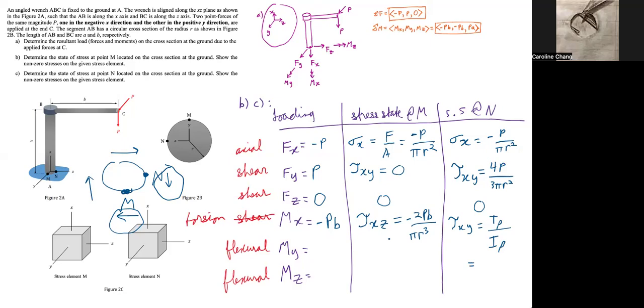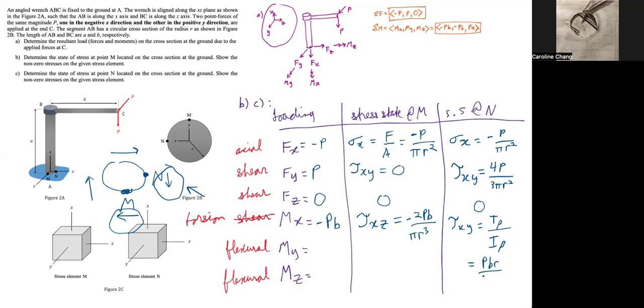and tau will be equal to, as we said before, we cannot simply look at the moment. We have to consider the sign direction of the actual stress state on our face. So since the stress state is pointing down, it will be positive according to our sign convention here. So positive PB times R over, what is it? IP.